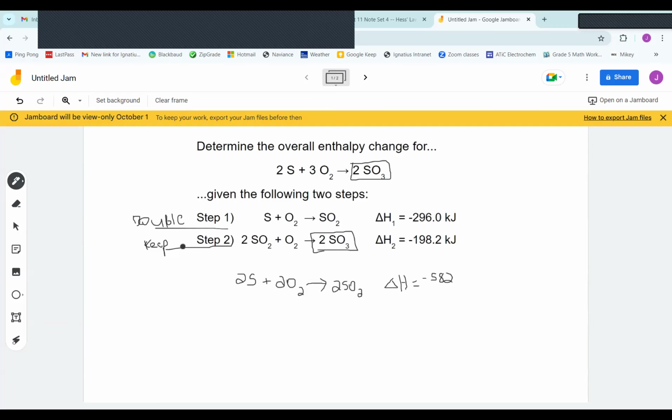Now let's add. We're going to simply rewrite step 2 exactly as is. You don't need to change anything because our strategy was to keep step 2. So this one's simply a rewrite.